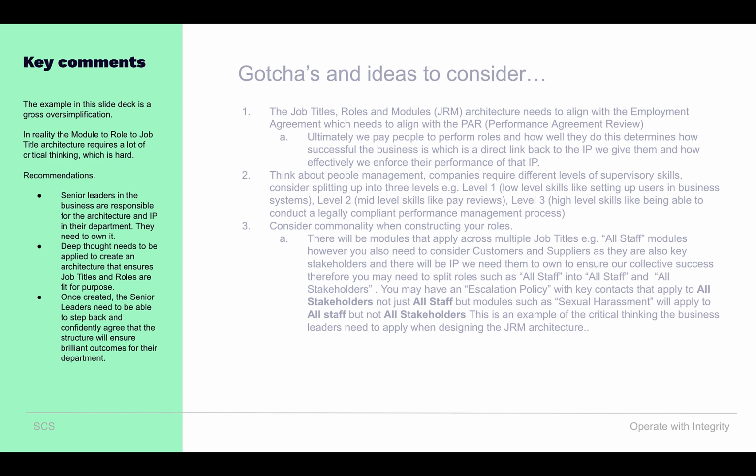So customers and suppliers are also key stakeholders, and there will be IP we need them to own to ensure our collective success. Therefore, you may need to split roles such as all staff into all staff and all stakeholders. For example, you may have an escalation policy with key contacts that apply to all stakeholders, not just all staff, but also customers and suppliers. But modules such as sexual harassment will apply only to all staff and not need to be communicated or taught to all stakeholders. So this is an example of the critical thinking the business leaders need to apply when designing the job to role to module architecture.